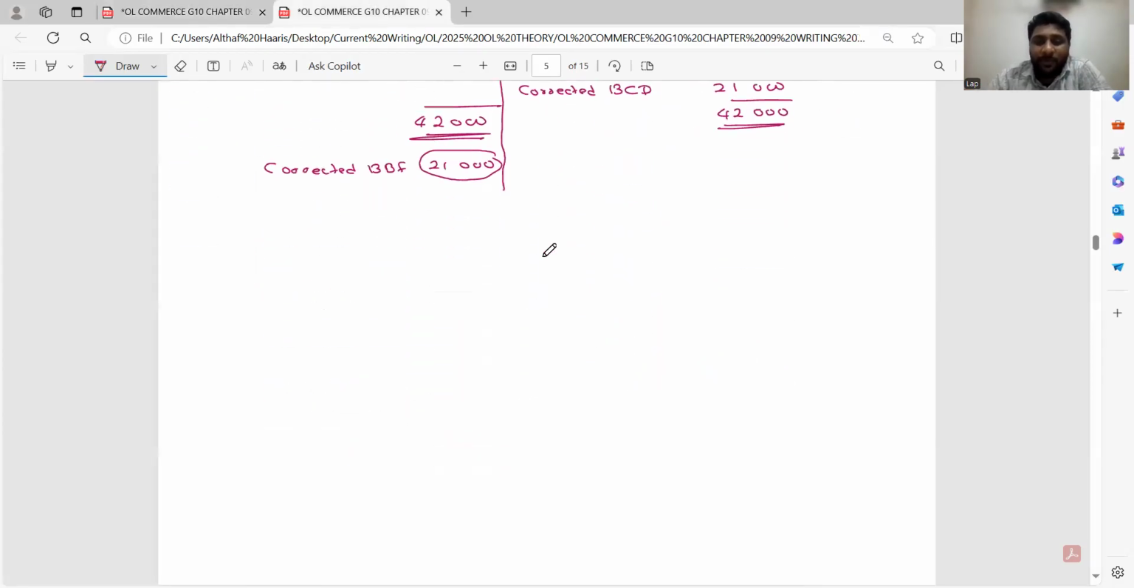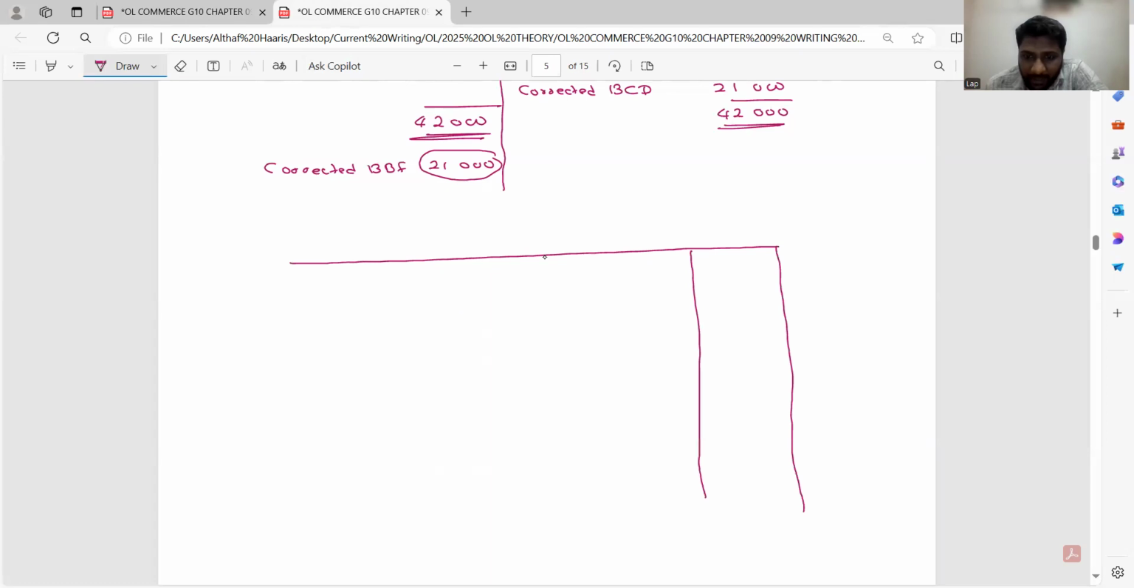So people, now we have to prepare something called a bank reconciliation statement. Look at this carefully. Bank reconciliation statement. You start with the corrected balance, people. Corrected, revised or adjusted, any word you can use, it's not a problem. Corrected bank account balance: 21,000.